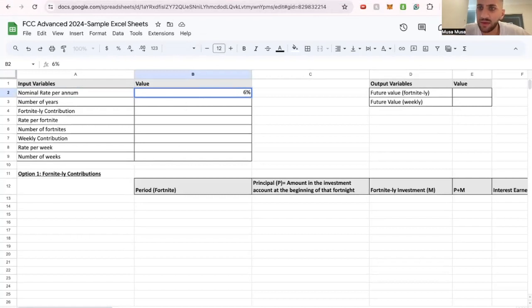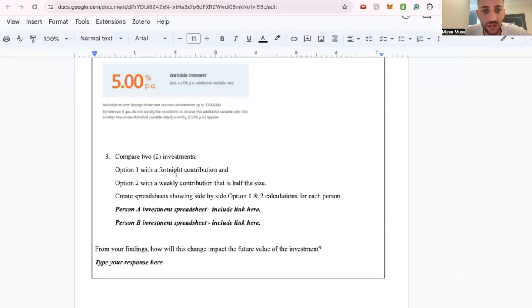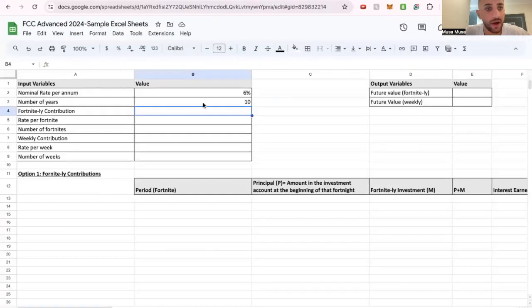I don't think it's based on question 1. But anyway, let's just say I choose 6% as my thing. Let's say I do it for 10 years. Now my fortnightly contributions, they don't tell us what the contribution should be. They just say fortnightly and then weekly. So I don't know, let's make my fortnightly contribution $500. What will your rate per fortnight be? Well, it's going to be 6% divided by the number of fortnights in a year, so 26.